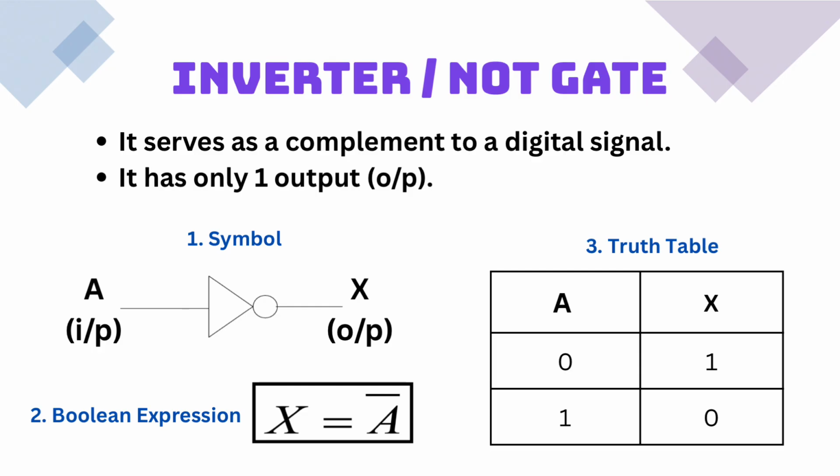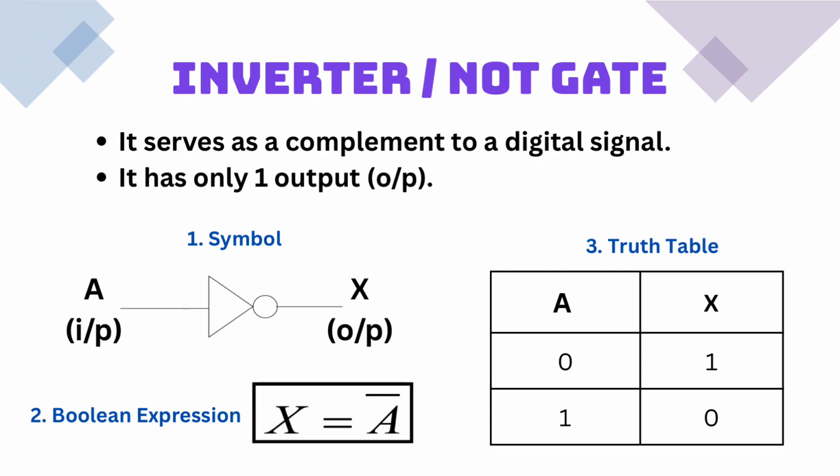But before we dive into how the NOT gate works, there are three essential components you need to understand when expressing any gate. First, the symbol. This is the visual representation of the gate. It's like a logo that tells us what kind of gate we are dealing with.